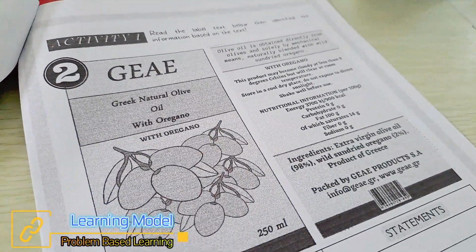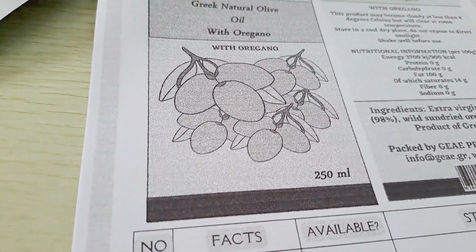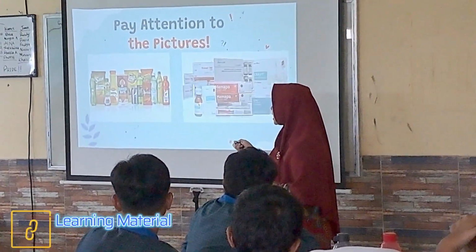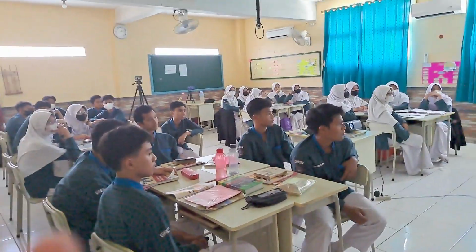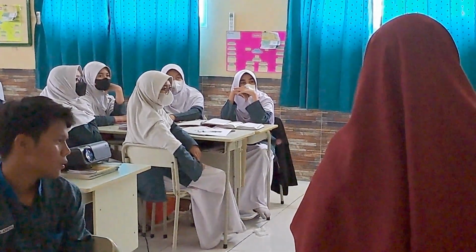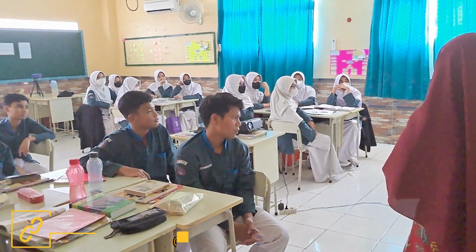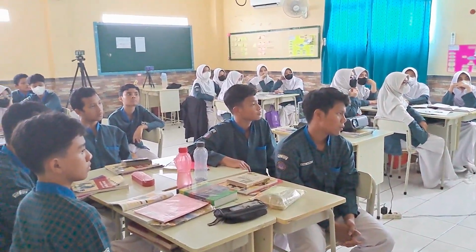On my fourth action plan implementation, I choose problem-based learning model with jigsaw method and label text as the subject material. I choose class 9.2 for the second time as my target students. Class 9.2 consists of 13 female students and 12 male students on November the 29th, 2022.